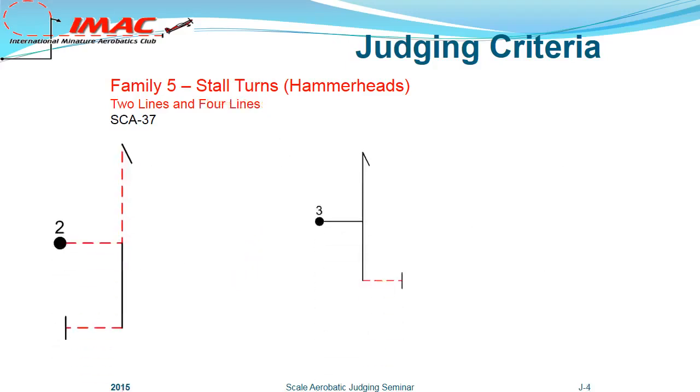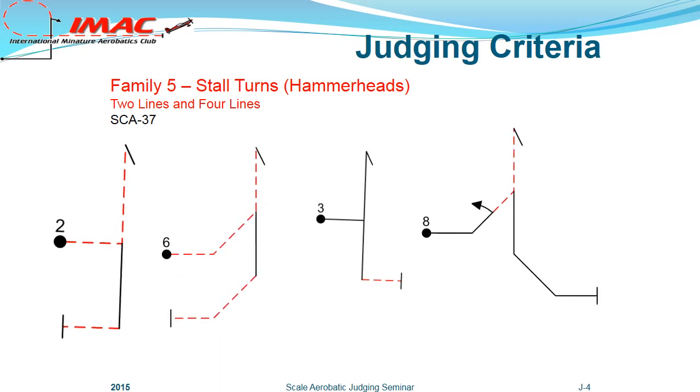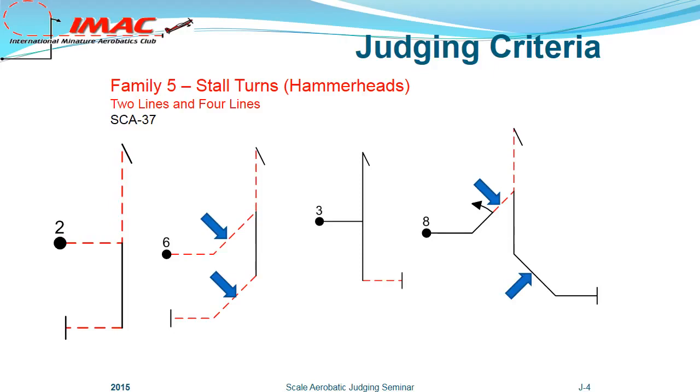Finally, some examples of four-line stall turns from similar two-line figures. Figures 2 and 3 transition into figures 6 and 8 by adding 45-degree lines on both entry and exit. As with the three-line hammerheads, when the 45-degree lines are added, the radii become 1/8 partial loops. Note the 1/2 roll on the figure 8 entry line. Any of the interior lines in hammerheads can have rolling elements added for an additional challenge.